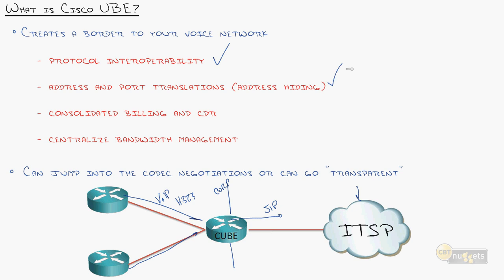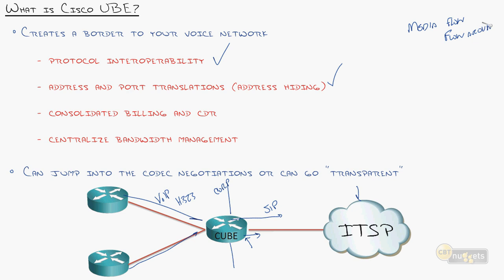It also gives you, and this is the big one, address and port translations, or address hiding. Instead of these guys all having to peer with that ITSP and maintain all those registrations, they all peer with the Cube router, and Cube will hide all those addresses. It's almost like NAT for voice, where all the signaling is translated out as if it came from here. There are two modes of media we're going to talk about: media flow through, and media flow around.